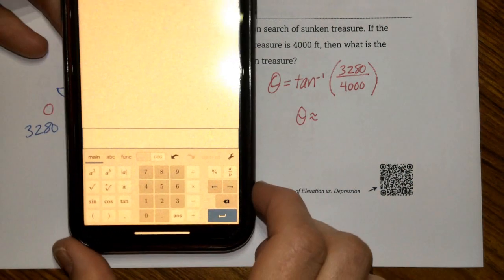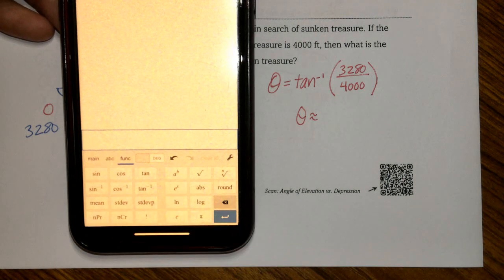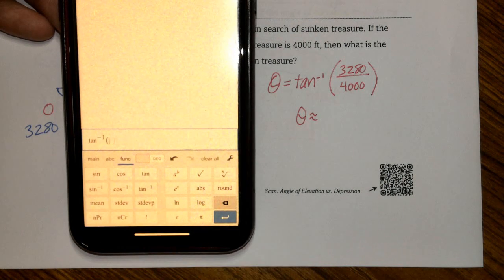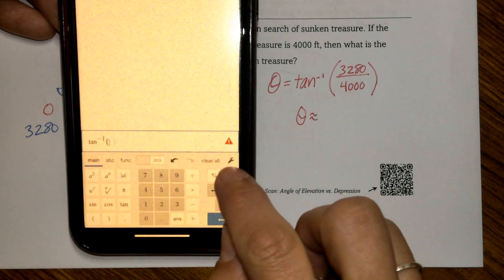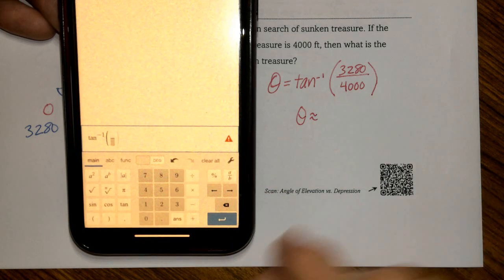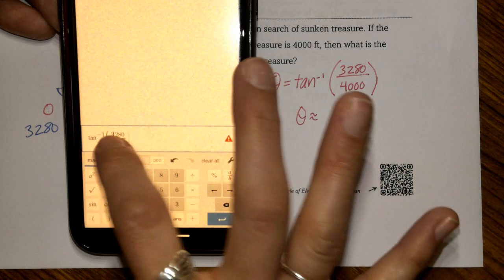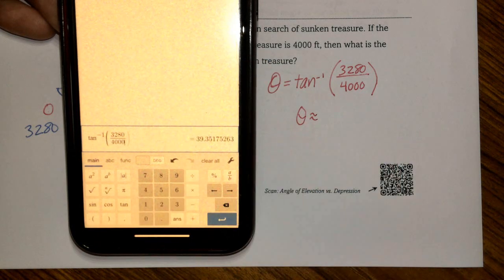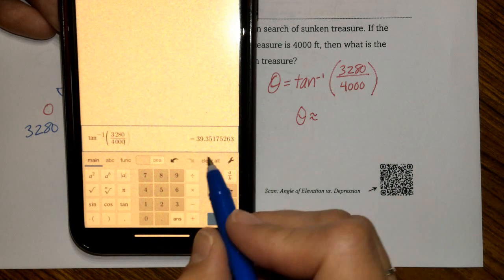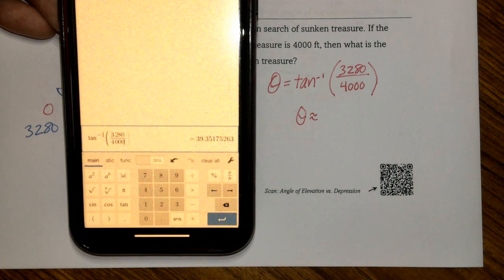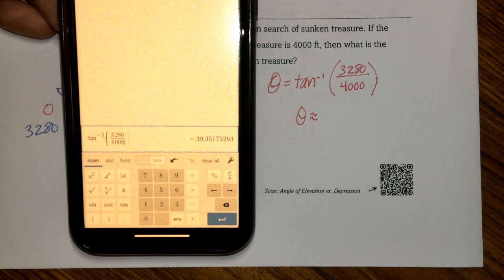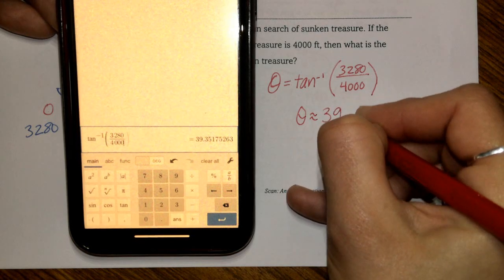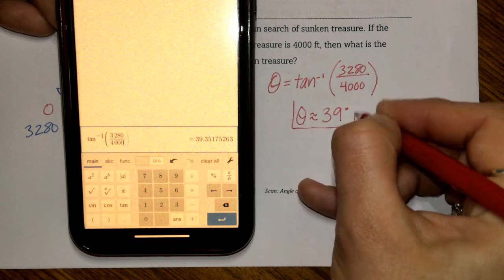So here I'm going to go to function, go inverse tangent with the -1 exponent, back to main, a over b for a fraction, 3,280 over 4,000. And here we have 39.3. The 0.3 tells us leave it as 39 degrees. So this will be approximately 39 degrees.